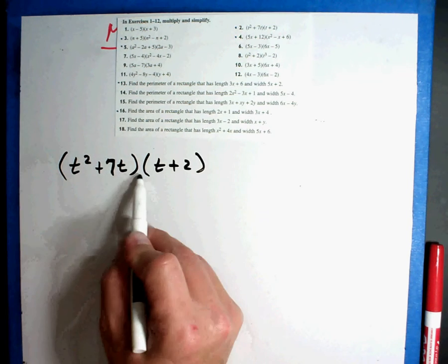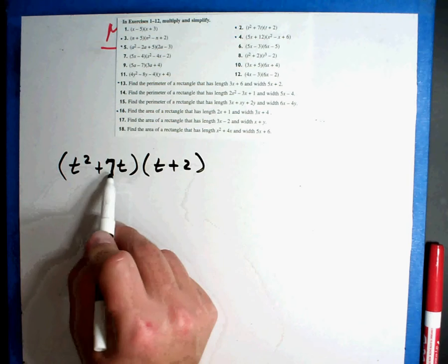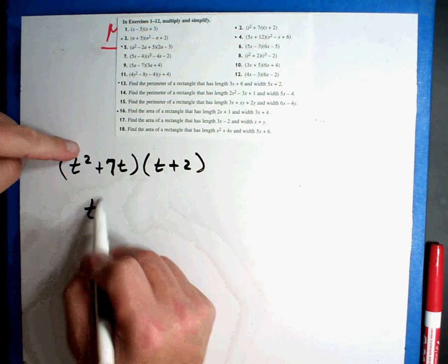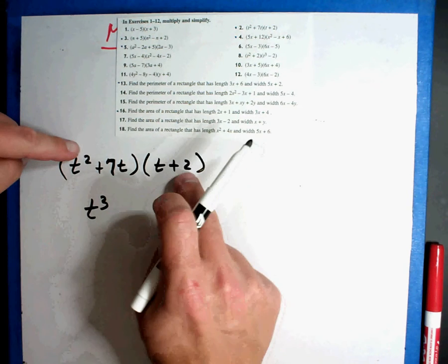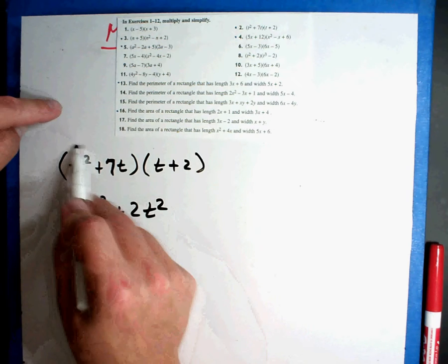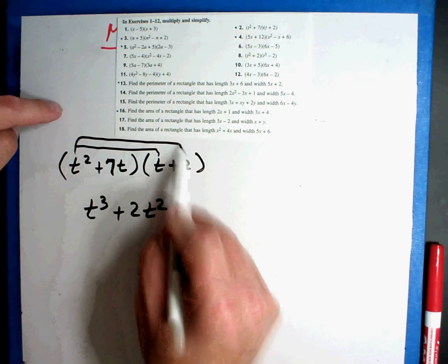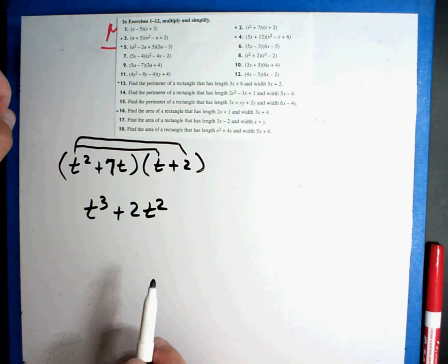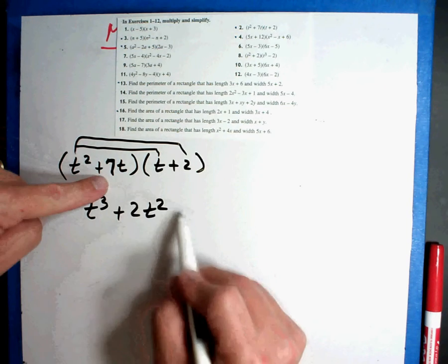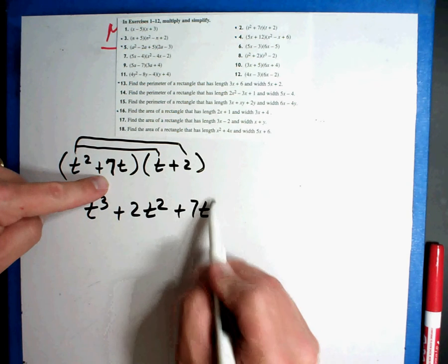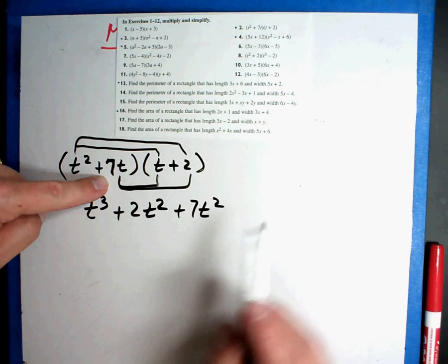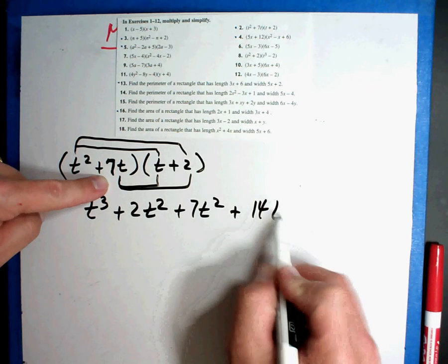Now remember, it's multiplication, so it's first times everybody, and then the second one times everybody. So t squared times t is t to the third. T squared times 2 is 2t squared. Now, it might be helpful for you to put your lines in so that you don't miss any of them. So t to the third, 2t squared. Now the next one is plus 7t squared. That's these two. And then these two are going to be plus 14t.